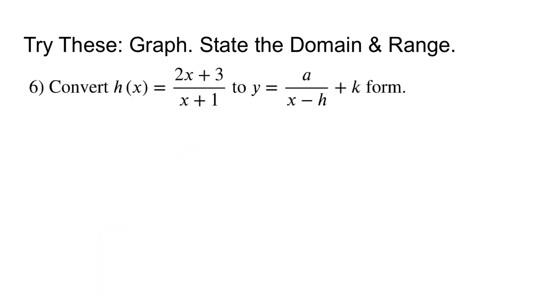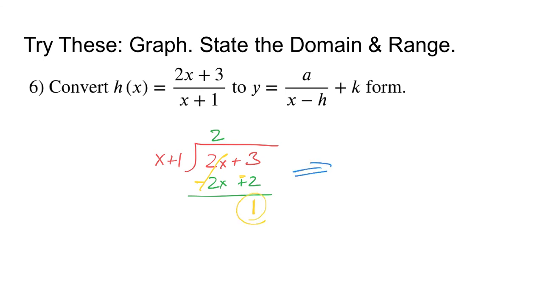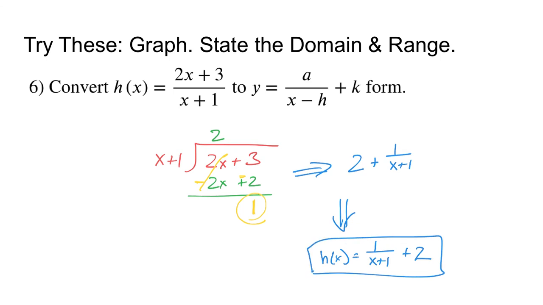We're going to convert 2x plus 3 over x plus 1 to that transformation form. And we're going to do that by doing the long division. Okay, so what times x will give me 2x? Of course, there would be a 2. That'll give me 2x plus 2. I'll make sure I'm subtracting so that those go away, and I'll end up with 1 as being the remainder. So my answer, 2 plus 1 over x plus 1. But to get it into that vertex form, h of x equals 1 over x plus 1 plus 2. Just do a little switcheroony. Final answer.